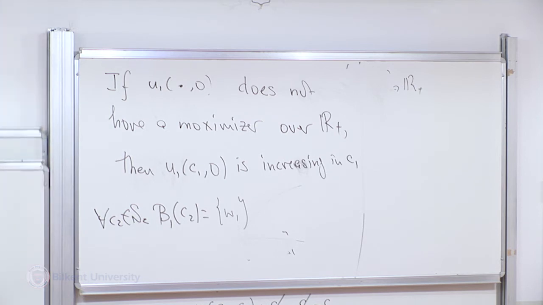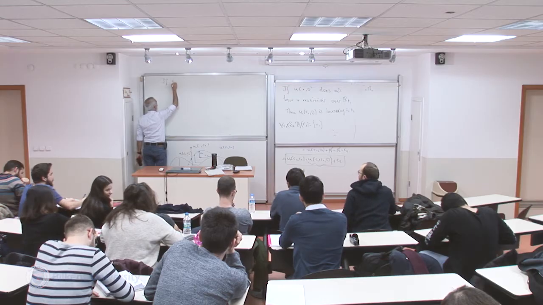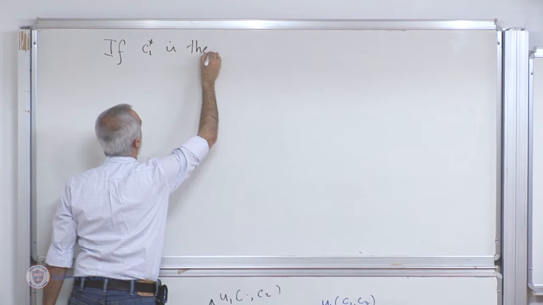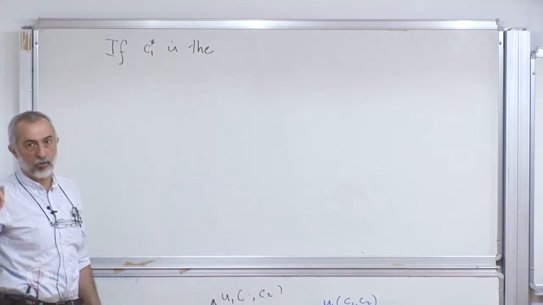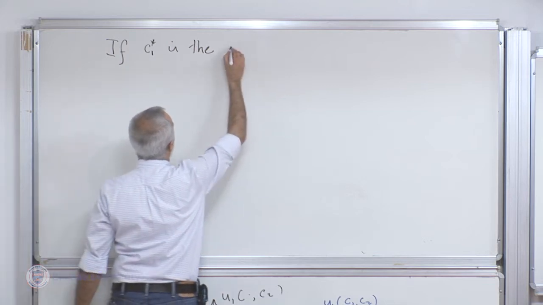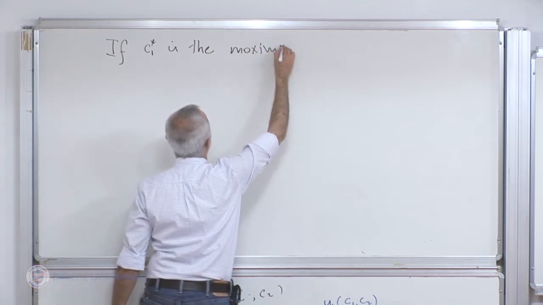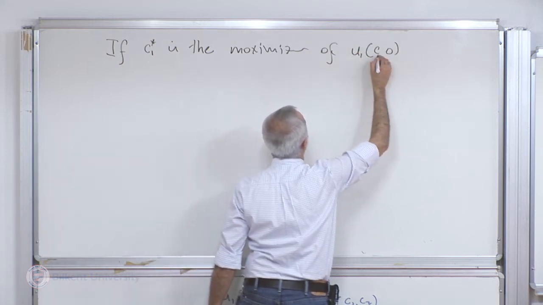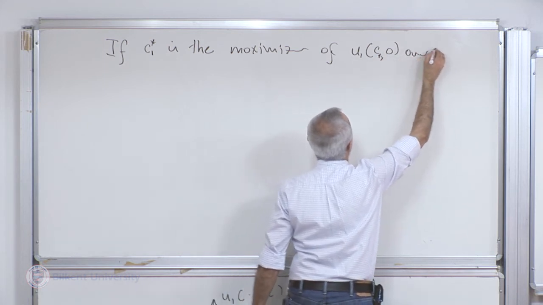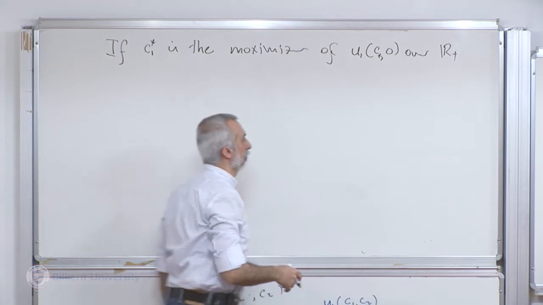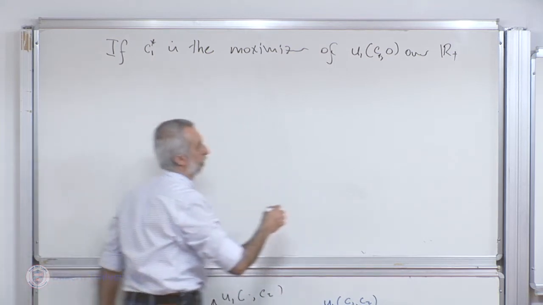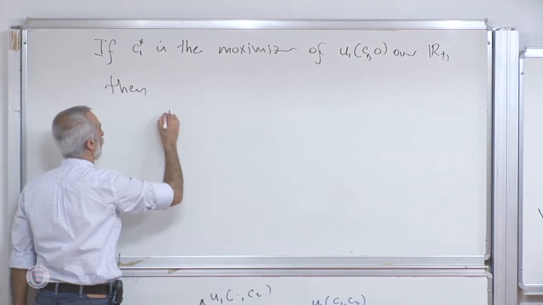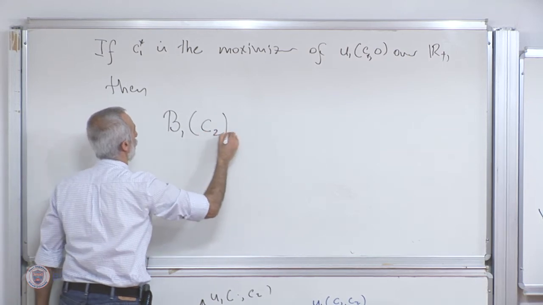So this is not a very interesting case. Let me keep this. Let C1 star be the maximizer of U1 of C1, 0 over R plus. I'm saying the maximizer because of strict concavity; we know that there's only one maximizer. Then what can we say about B1 of C2?